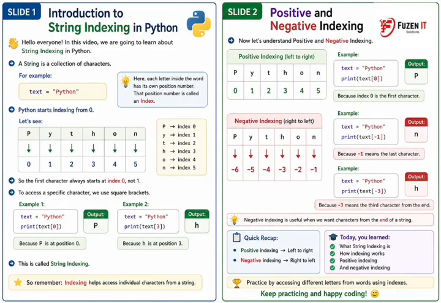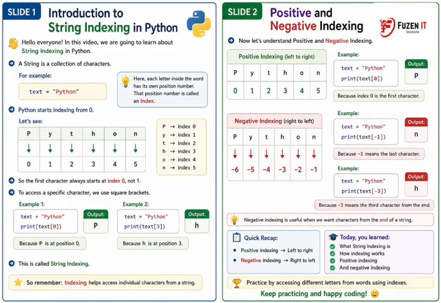Negative indexing starts from right to left. So n is equal to -1, o is equal to -2, h is equal to -3, t is equal to -4, y is equal to -5 and p is equal to -6. Now for the example, print(text[-1]), the output will be n because -1 means the last character. Another example, print(text[-3]) and the output will be h.